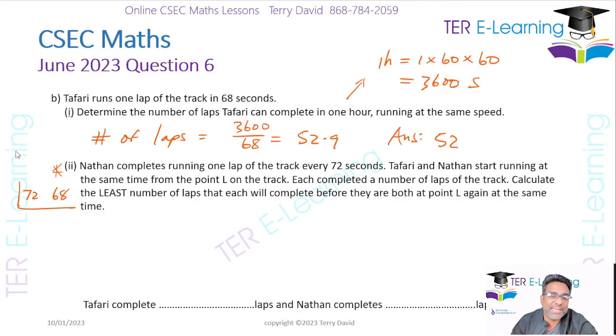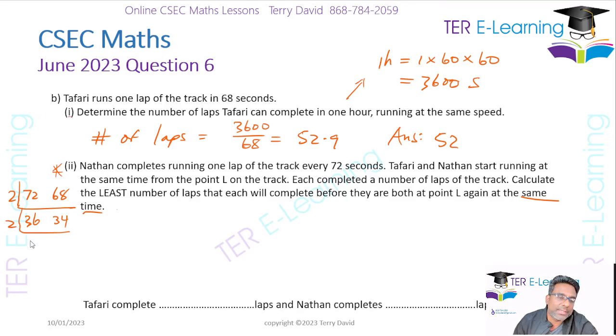What I will do is give us the time at which they will meet up again, because they said they want the number of laps each will complete at the same time, right? So let's find the LCM here, and I'm going to do division to work it out. So divide by 2 first. This is going to give me 36, and this is going to give me 34. Going to divide by 2 again, right? We keep dividing until we end up at 1 as our answer.